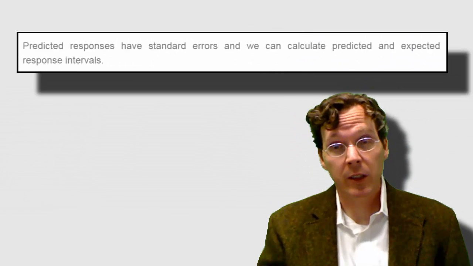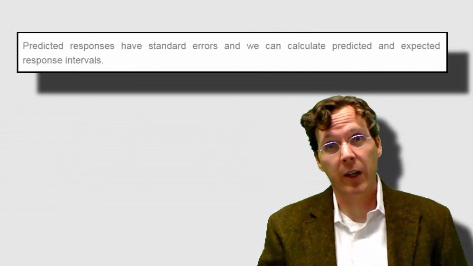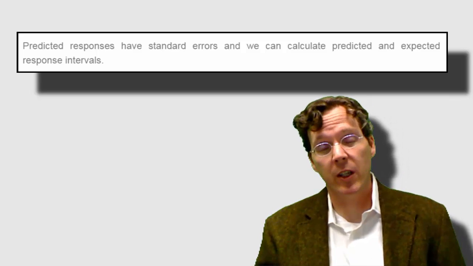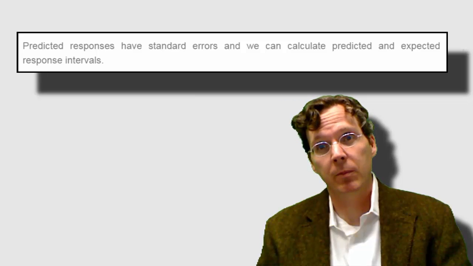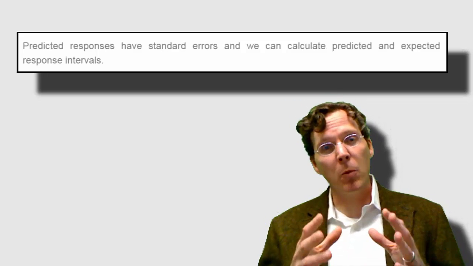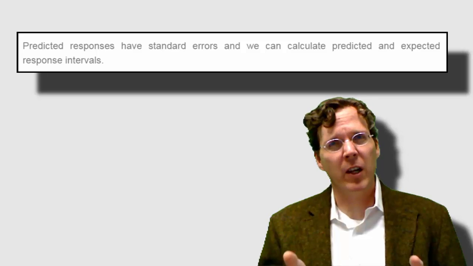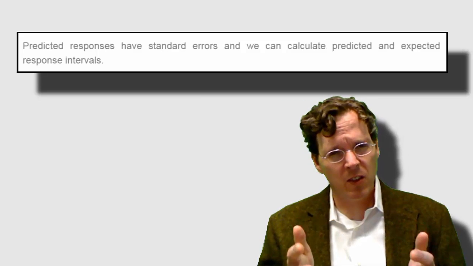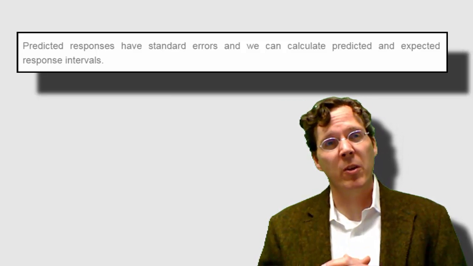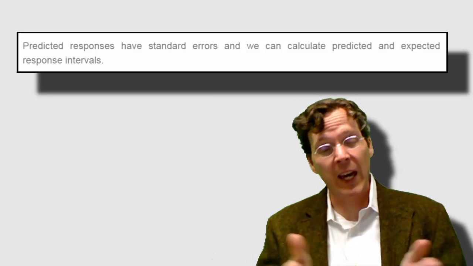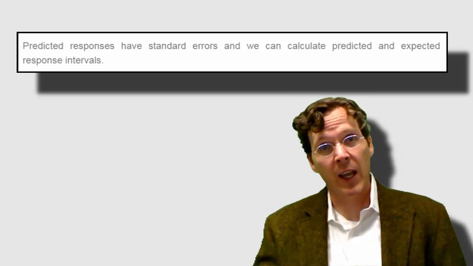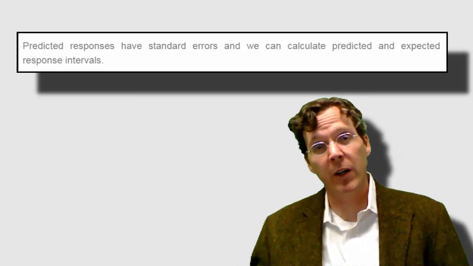In addition, predicted responses have standard errors, and we can calculate confidence and prediction intervals just like we did in linear regression. So again, I'm hoping that none of these facts are kind of news to you. It's almost identical to what we did in simple linear regression. We just have more terms now. And remember, in linear regression, we had two terms. We had an intercept and a covariate. Now we're just adding more covariates potentially.